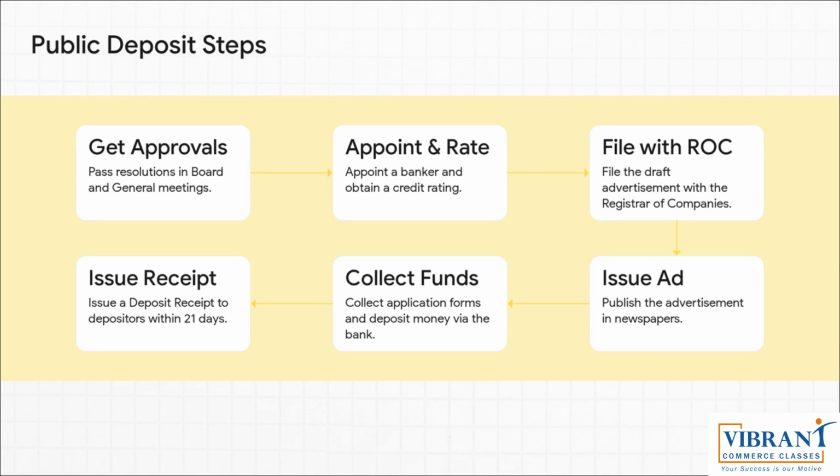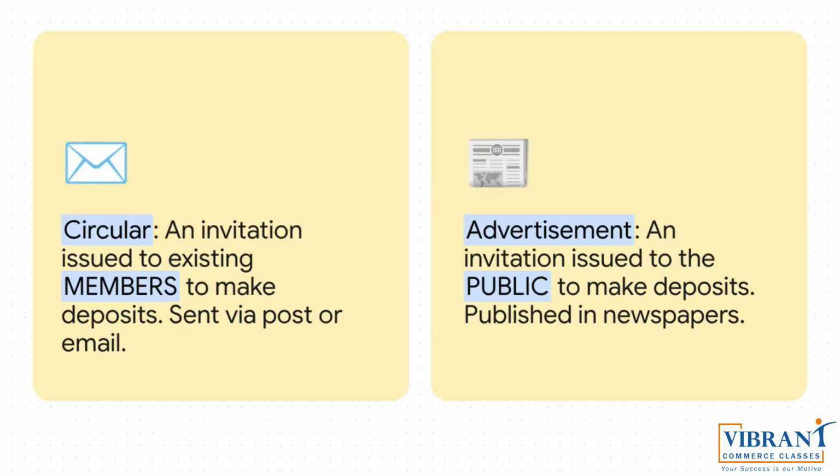It all starts inside the company, with approvals from the board and shareholders. Then they get their credit rating. Next, and this is key, they have to file their ad with the Registrar of Companies, the ROC. That's the government watchdog. Only after the ROC gives the okay can they actually publish the ad and start collecting money. And finally, see that last step? They must issue a deposit receipt within 21 days. Remember that number.